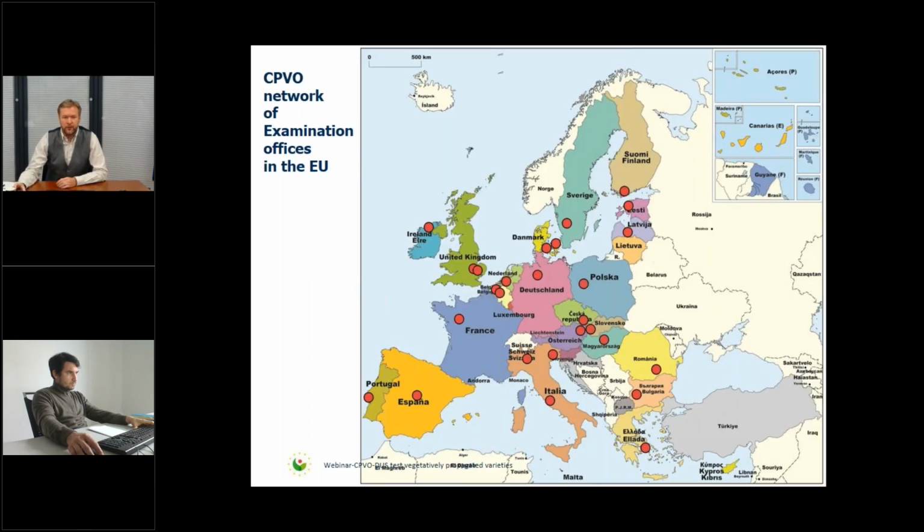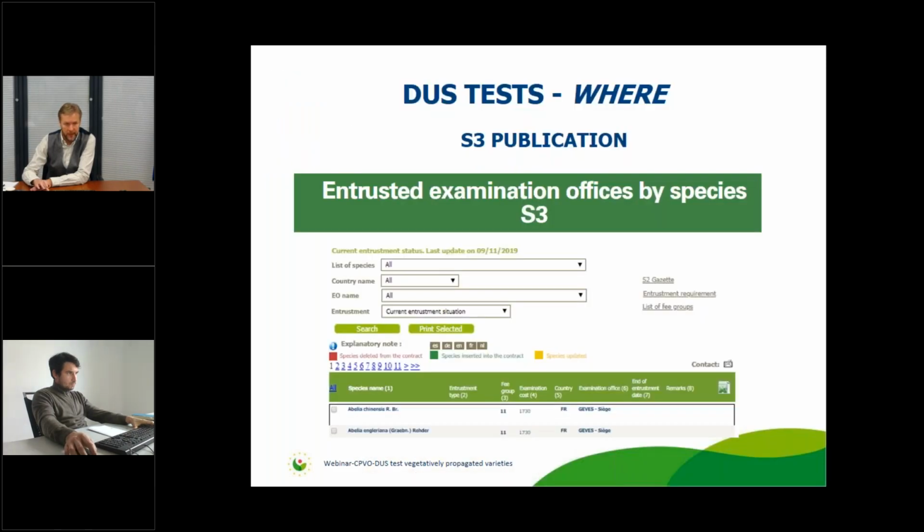Here, an overview of where all the examination offices are located. You will notice they are spread all over Europe, but please bear in mind that the majority of these offices are specialized. They do not test all crops. For ornamental crops, in the great majority, we have centralized testing. For fruit crops, we often have 2 or 3 examination offices to choose for the conduct of a technical examination.